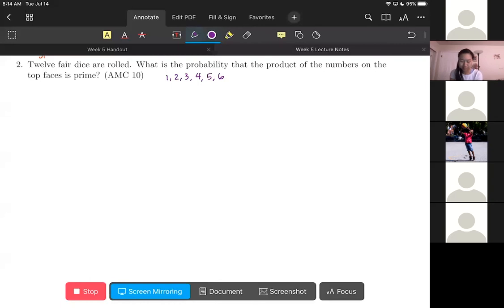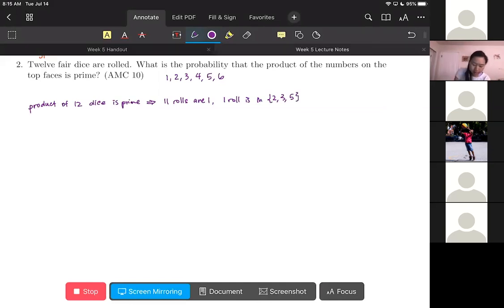It would have to be 11 of the numbers would have to be 1. Sorry, 11 of the dice would have to land with 1 facing up. And then it would be either 2, 3, or 5 for the remaining die. Does everyone see why that's the case? Cool. So that's the only possibility.